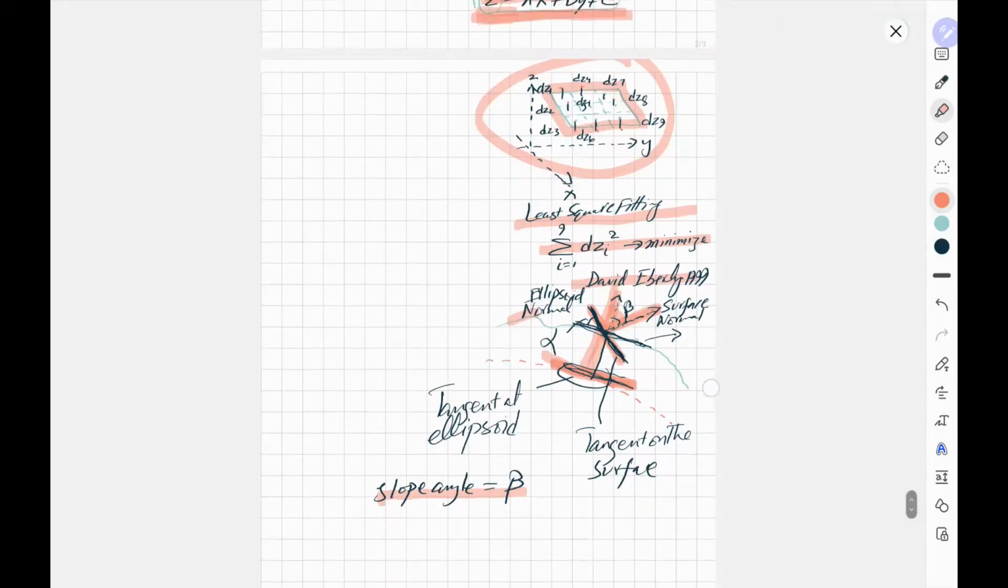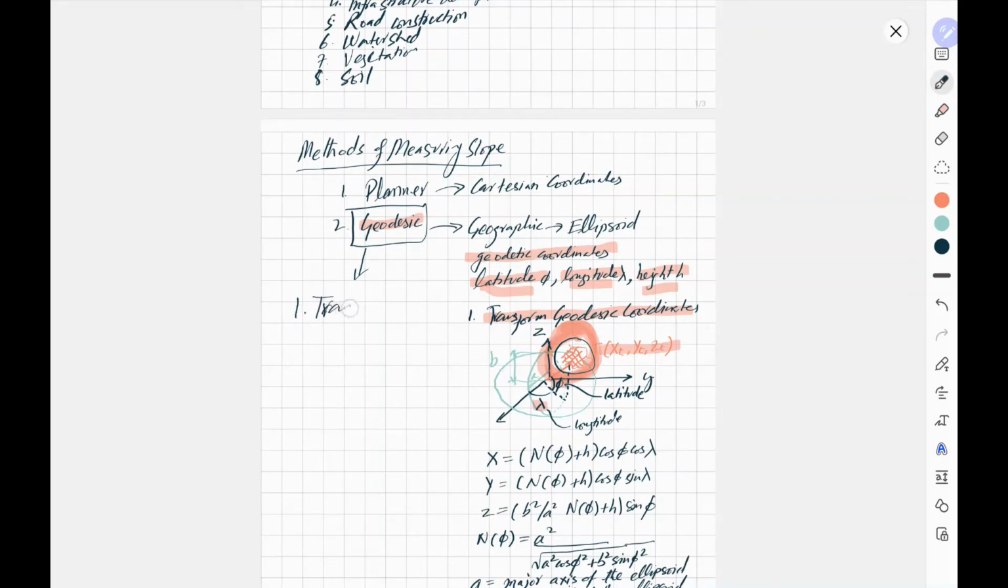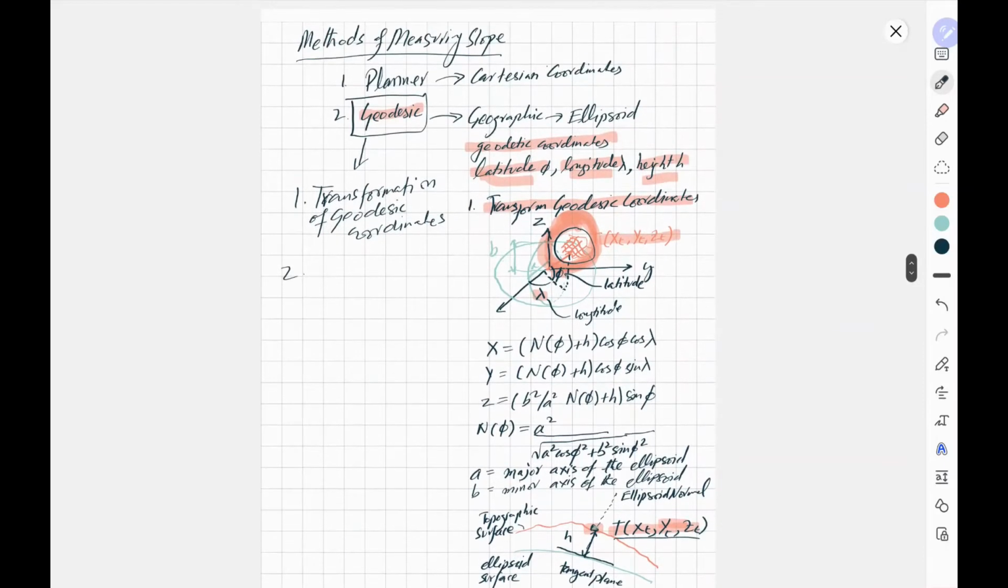Let me write the summary so that in writing it should be clear. So what happens in geodesic slope calculation is first transformation of coordinates. Second is that we fit a surface.